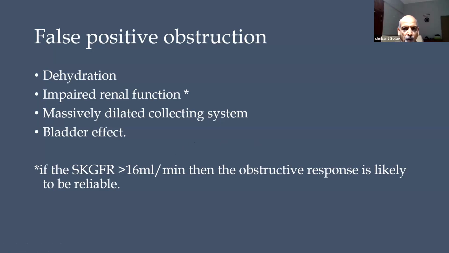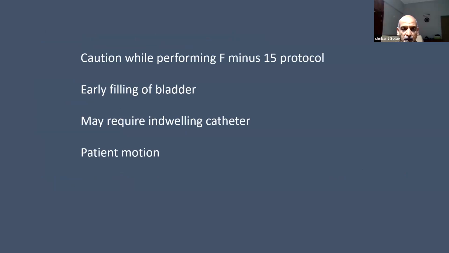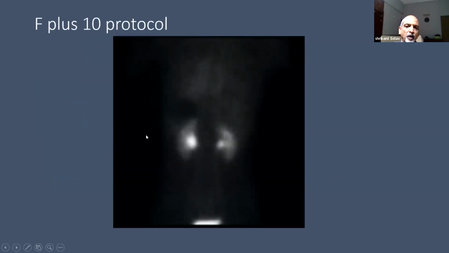glomerular dysfunction related flat curve, or is this because of obstruction. And to overcome this problem, I already told you that one good isotope is a tubular secreting agent, which is ethylene dicysteine, or EC. Ethylene dicysteine, yeah. So caution while performing F-15 is early filling of bladder, because I just showed you that example. It may require an indwelling catheter, and patient motion needs to be corrected.